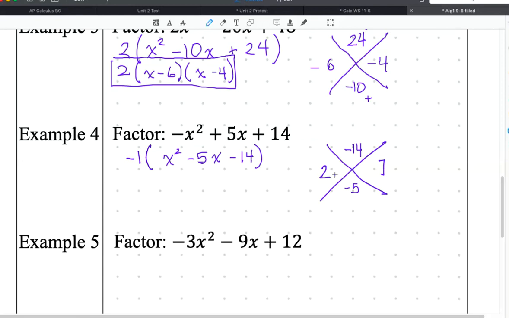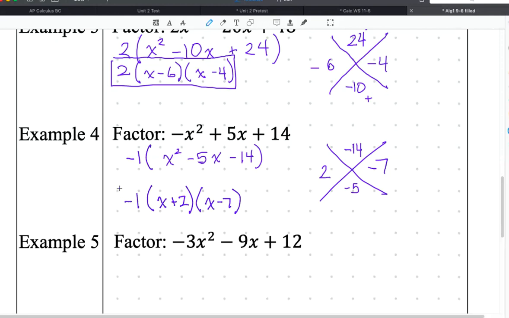I'm pretty sure that's the answer, but I need to figure out which one is negative and which one is positive. So if I add them together, they should add up to a negative. That means the bigger number should be a negative. So -7. And I'm checking a negative times a positive is a negative, and then adding them together is -5. Okay, that works. And then I write down my answer. Again, don't forget to write your greatest common factor out front. This is going to be negative 1 times x plus 2 times the quantity of x minus 7.